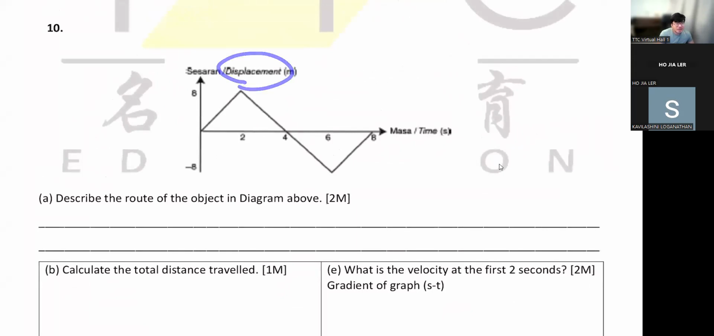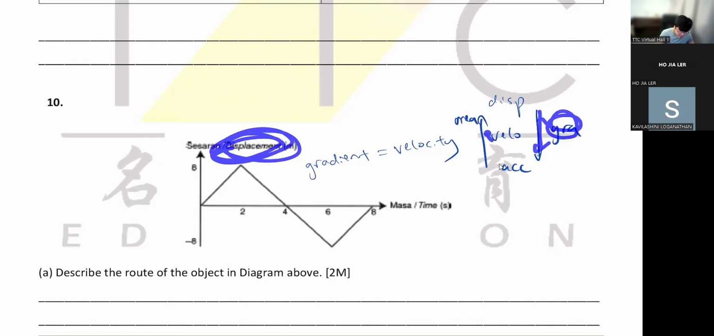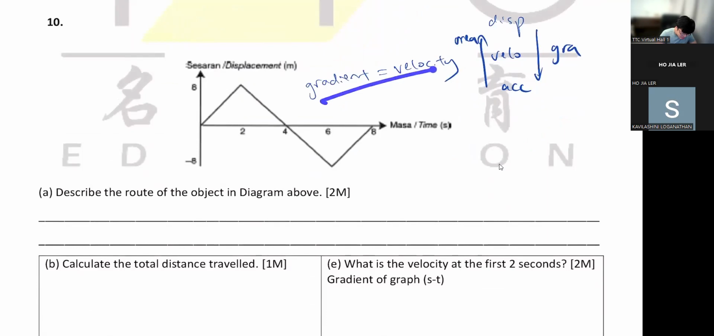So this is a displacement-time graph. When you see a displacement-time graph, again, write down the gradient. The gradient is velocity. Okay, remember this: displacement, you have velocity, you have acceleration. Going down is the gradient, going up is the area. Since it's a displacement-time graph, going down, the gradient is the velocity. The area doesn't mean anything. There's no area, because displacement, you go up, there's nothing. So this is the velocity.